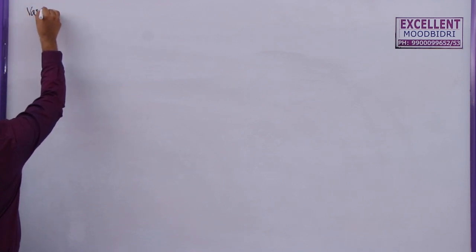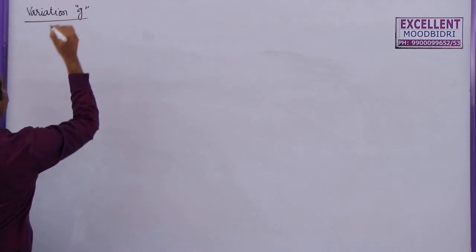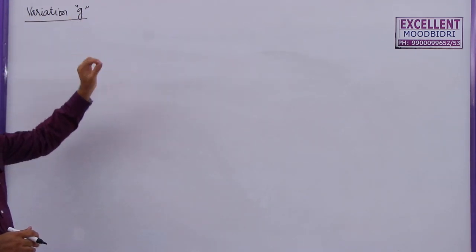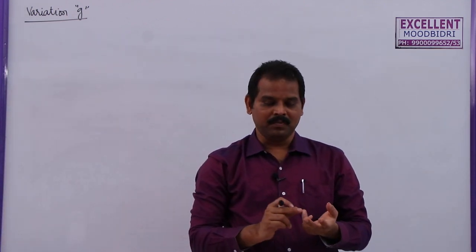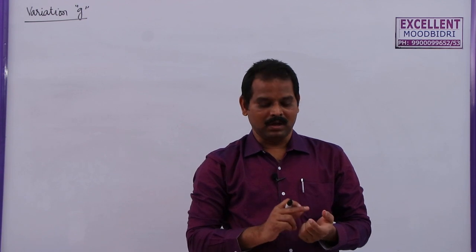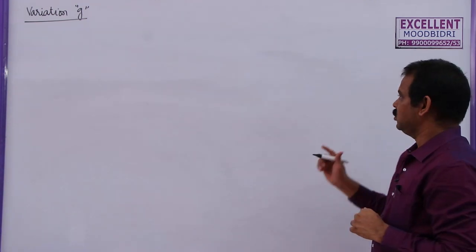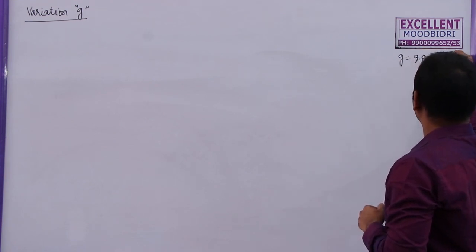Variation of small g value. We know that the value of small g is equal to 9.8. In the previous lessons, in motion in a straight line, motion in a plane, work, energy, power, laws of motion, including system of particles and rotational motion, we took small g as 9.8 meter per second square.